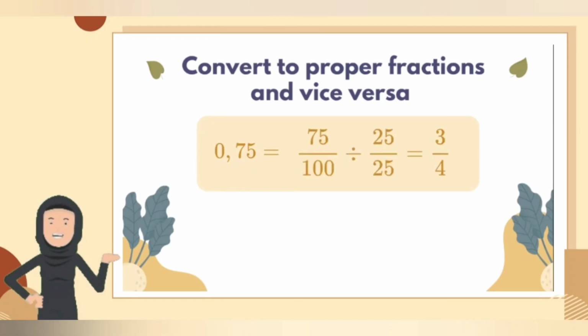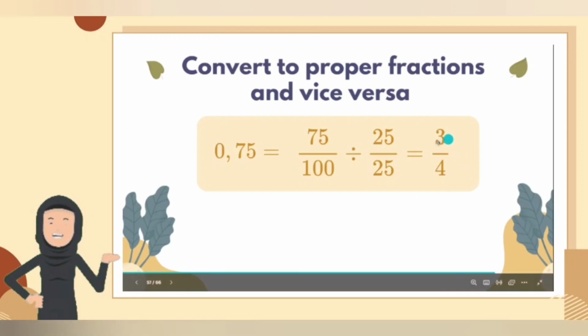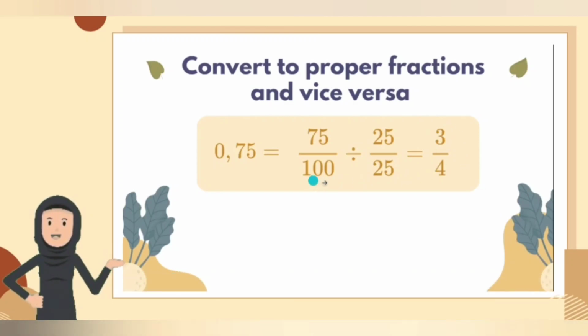0.75 is 75 hundredths. Divide by 25: 75 divided by 25 is 3, and 100 divided by 25 is 4. So the answer is 3/4.